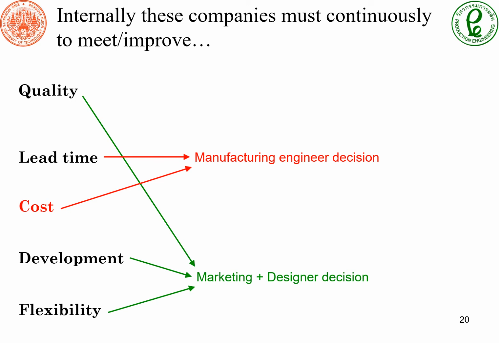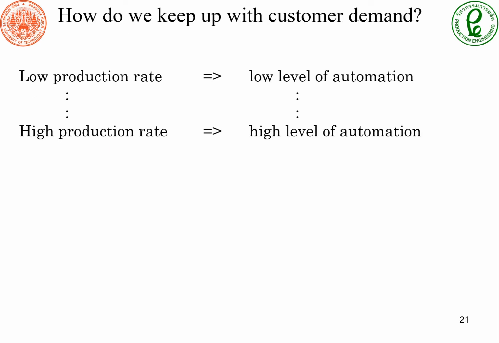Most likely, quality, product development, and flexibilities are based on marketing and designers' decisions. We will focus on what manufacturing engineers can control, which are production lead time and production costs. Production lead time is important to keep up with customers' demand.